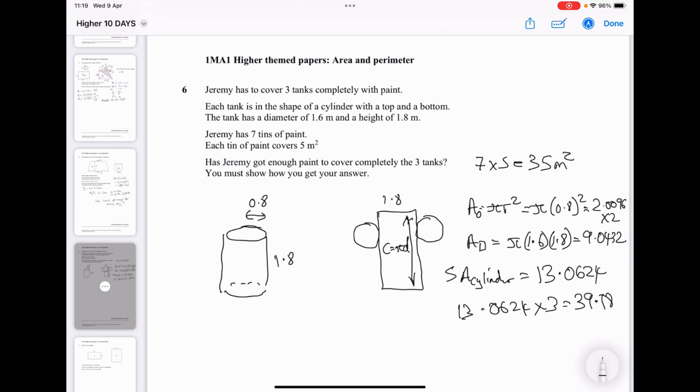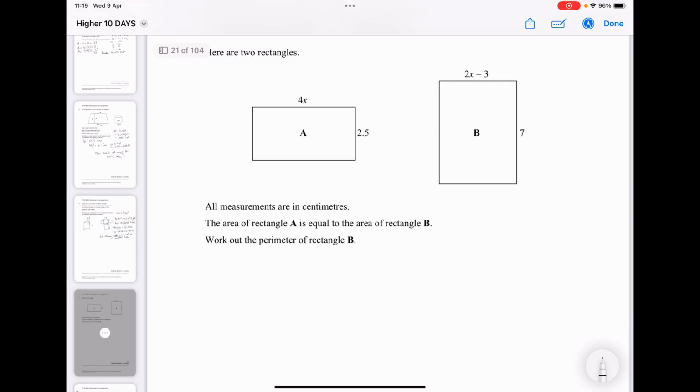and because he's only got 35, no, Jeremy needs over 4 meters squared, so another tin. Okay, right, another one of these.